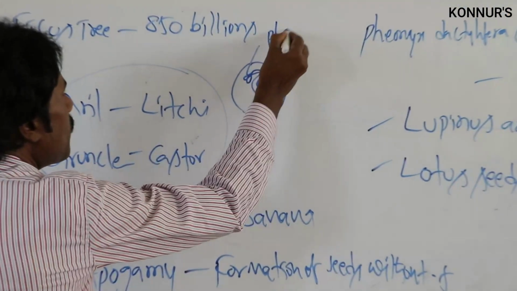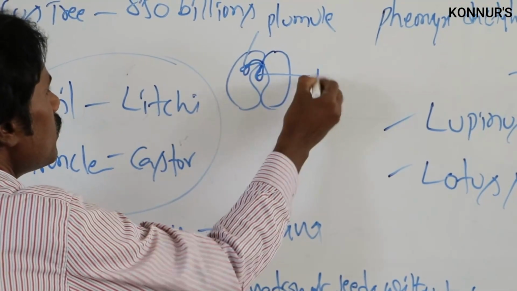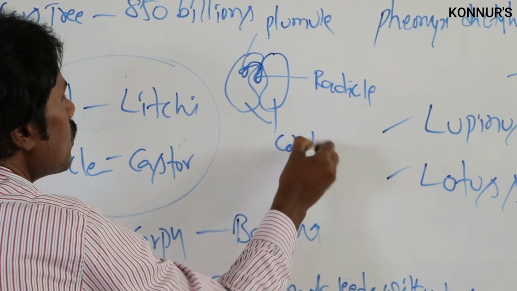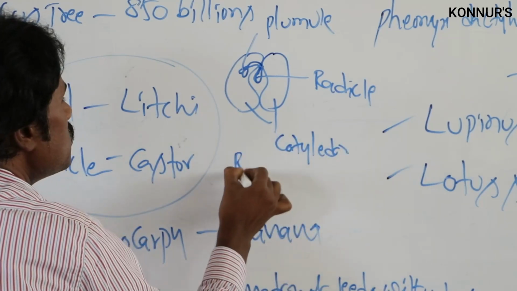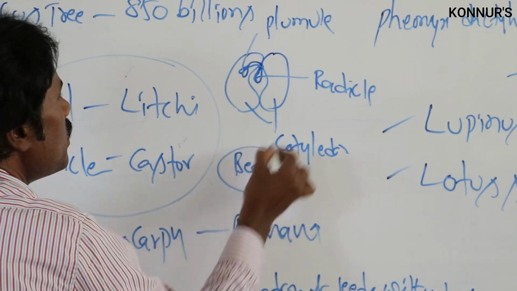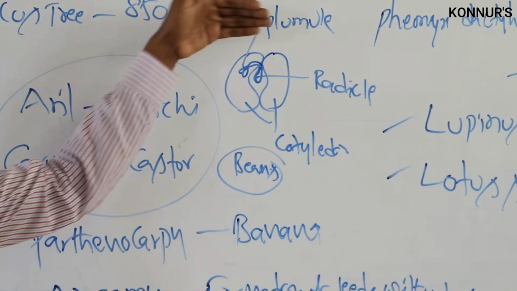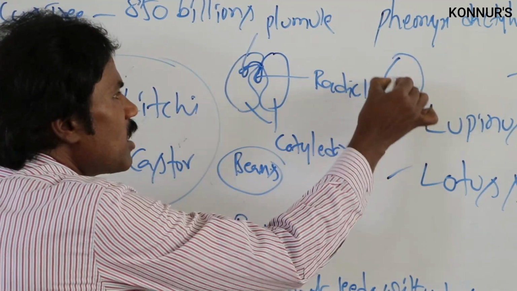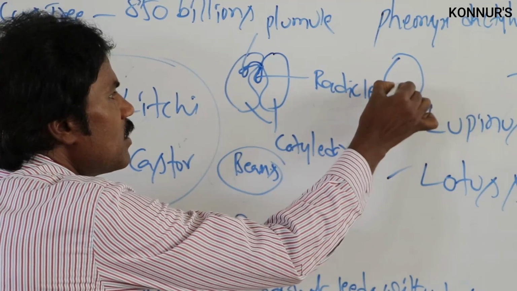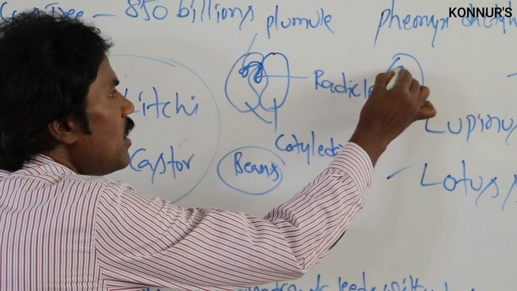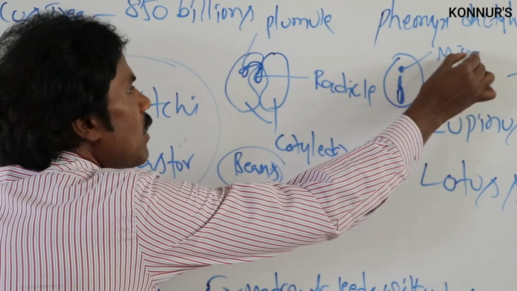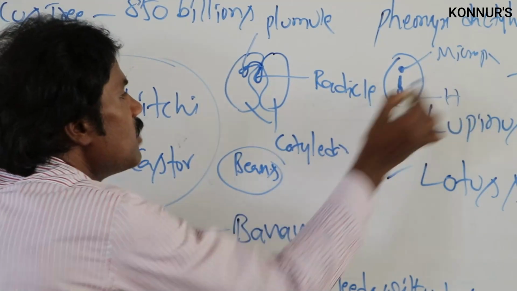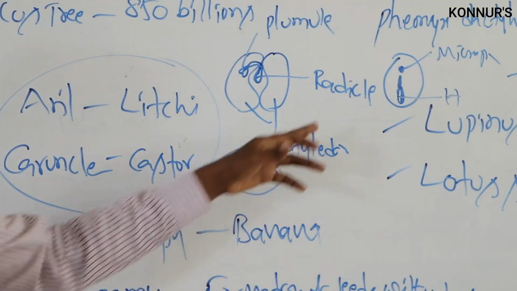This is the plumule, this is the radicle. These are cotyledons. This is the bean. In the bean, if it is an LS section, or a normal section view, one can observe the hilum, then the micropyle, the micropylar region. At the hilum region, the hypocotyl will be present.